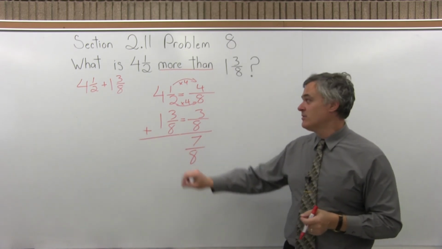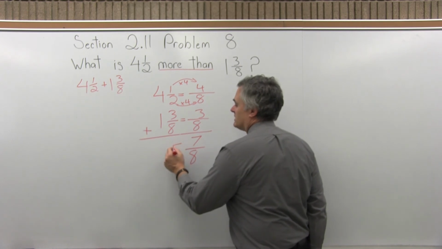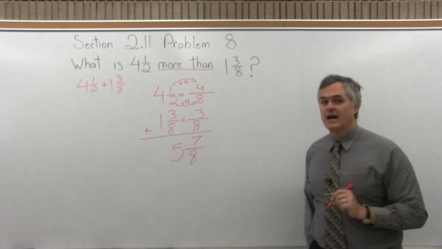Don't forget I have some whole numbers that I must combine also. 4 plus 1 more. 4 plus 1 more is 5. So I have a final answer of 5 7/8.